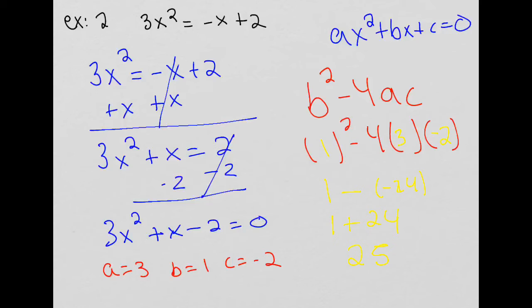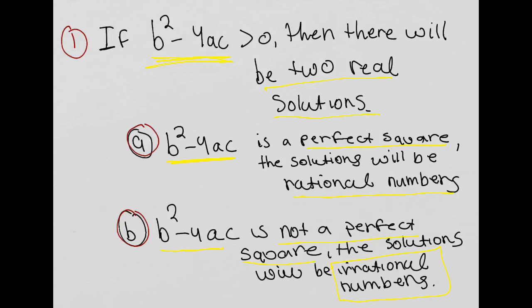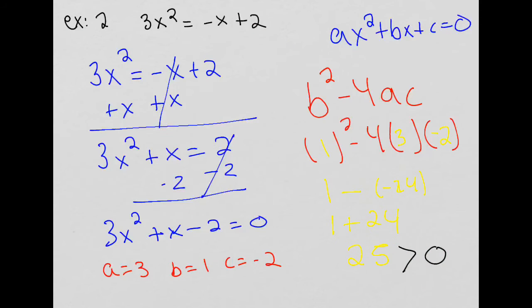So let's think about this. 25 is a number greater than 0, and 25 is also a perfect square. I think that applies to rule number 1. If the discriminant is greater than 0, you will have 2 real solutions. Let's see what our real solutions are. If it's a perfect square, you will have rational solutions. So 25 is a perfect square. Therefore, we will have 2 rational solutions.